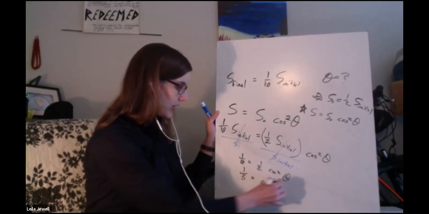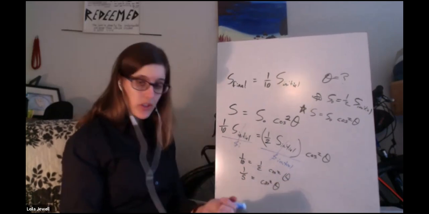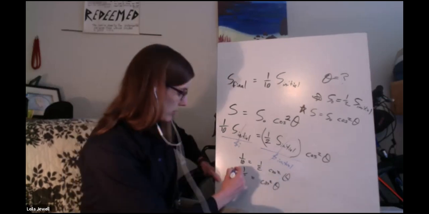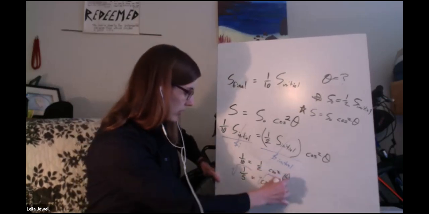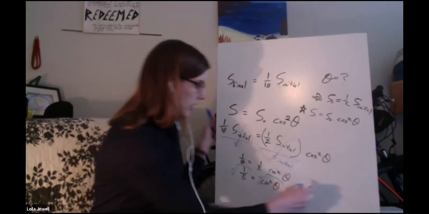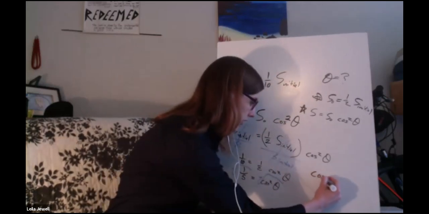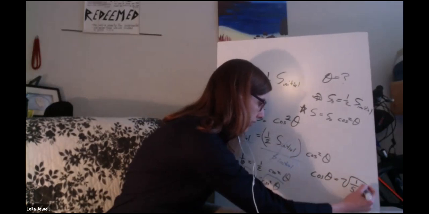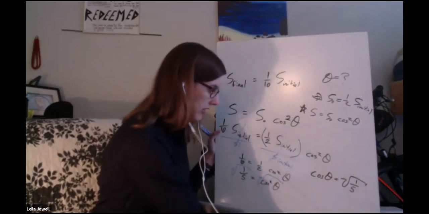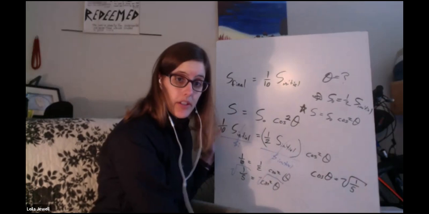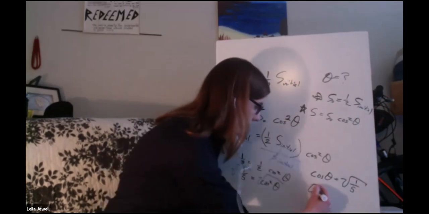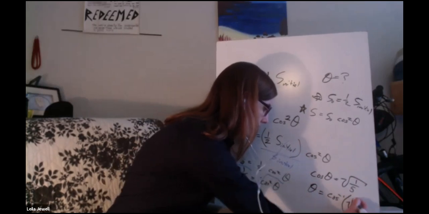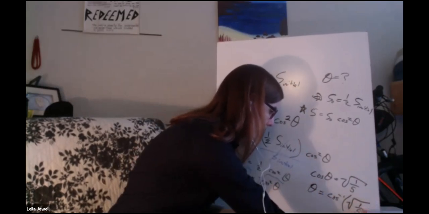The square on the cosine is a little bit annoying, but if we take the square root of both sides, we'll be in really good shape. So now we have cosine of theta is equal to the square root of 1/5. And I'm not going to even worry about trying to calculate that right now. And all I need to get my theta is to take the inverse cosine. So theta is equal to inverse cosine square root of 1/5.